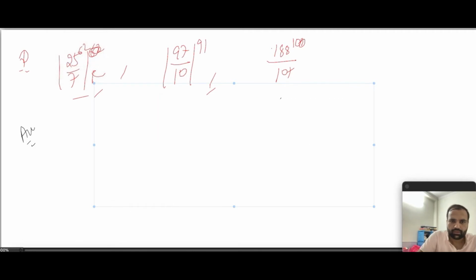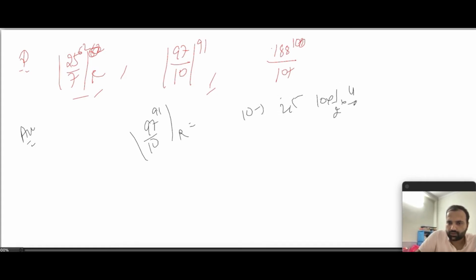We'll do the next one now, 97. So again, 97 to the power 91 and the remainder by 10. How can we write 10? 10 is 2 into 5, so Euler of 10 is 1 into 4, which is 4. So we can write 97 by 10, and then we can write 91 by 4.